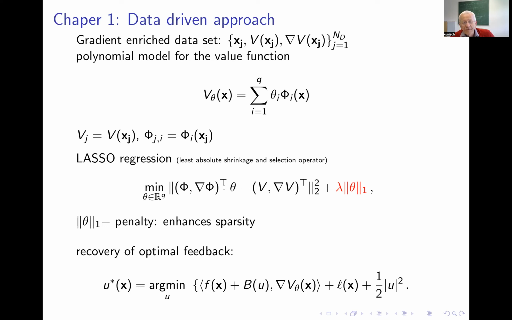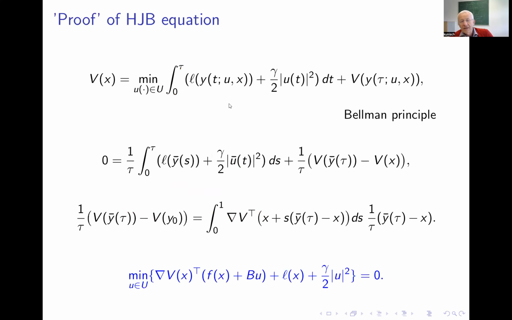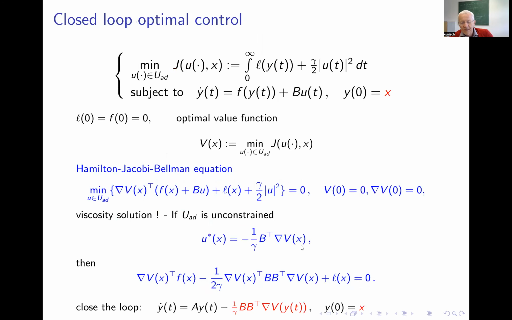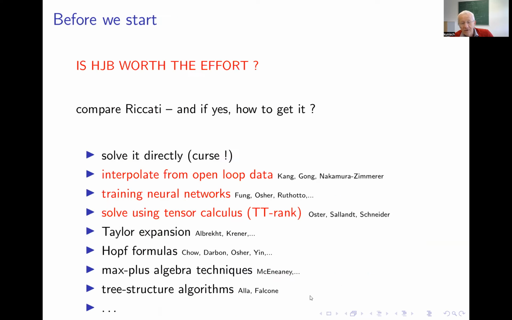And then once we have, on the basis of this lasso, this means lasso refers to the L1 part here, least absolute shrinkage and selection operator. Once we have solved this regression problem, we are going to close the loop. We have V. Now we can go back to this, we stick in V theta here, and we can close the loop. But it means I have to evaluate the gradient of V along the trajectory. Okay, so that's what I'm doing.